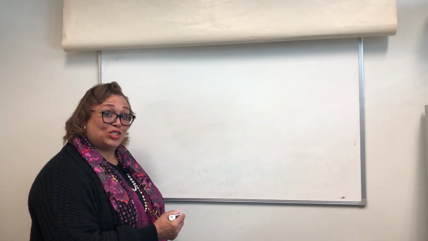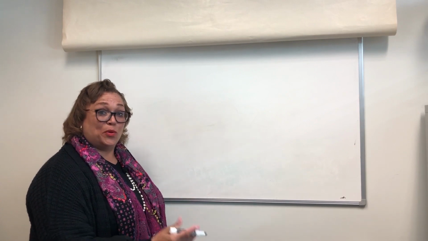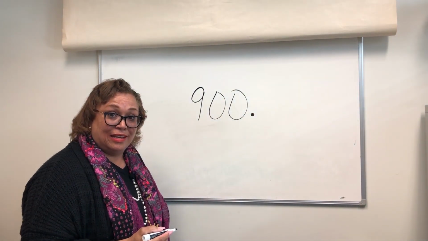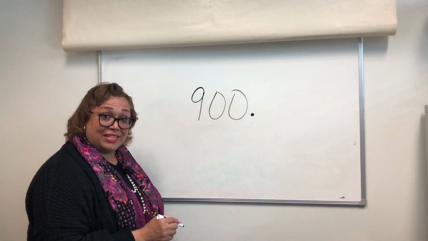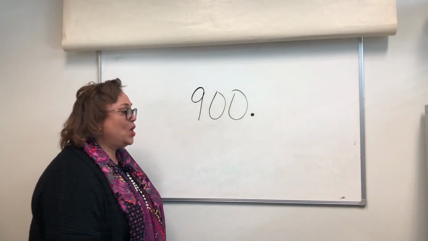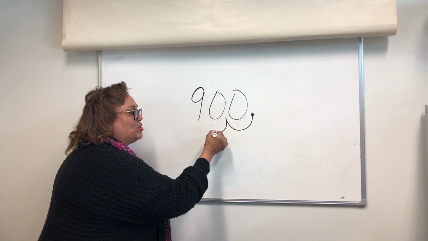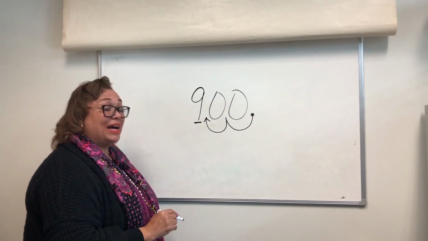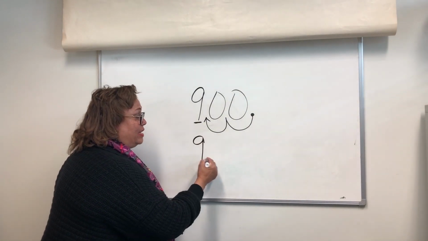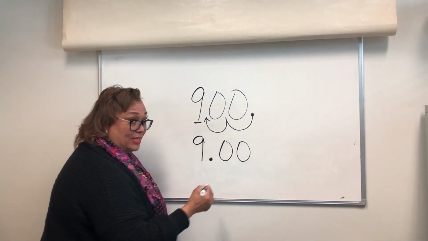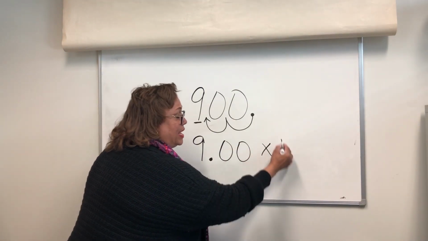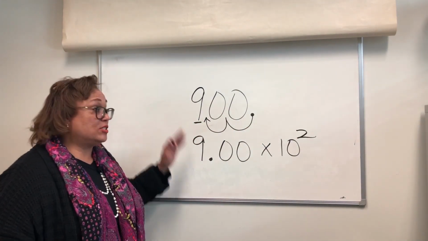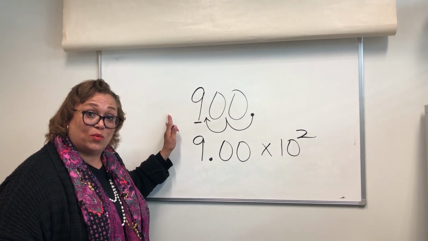Okay, so now let's try an example. Let's start off with a number like 900 with a decimal point at the end. Now we're going to make this number go into scientific notation, and it's so simple. All you do is move that decimal point behind the first non-zero digit, and that would be behind the 9, and then we should say 9.00, that's the decimal portion, times 10 to the, how many moves did we make? 2, and we keep it positive because the original number is greater than 1.